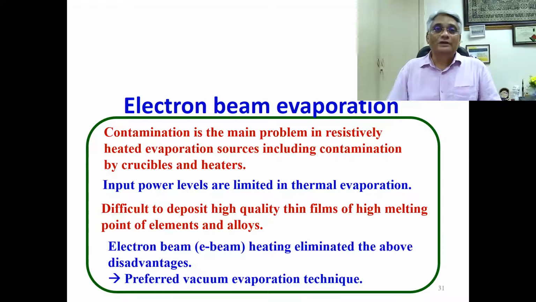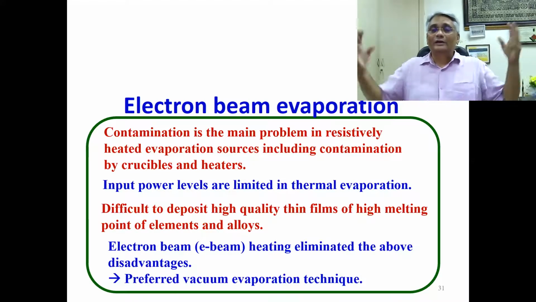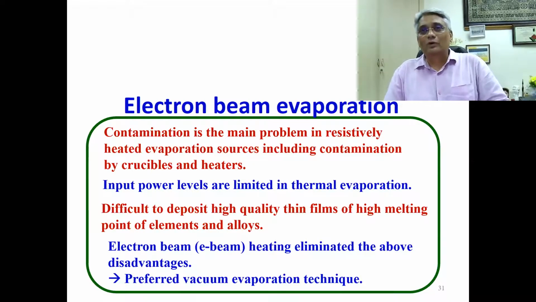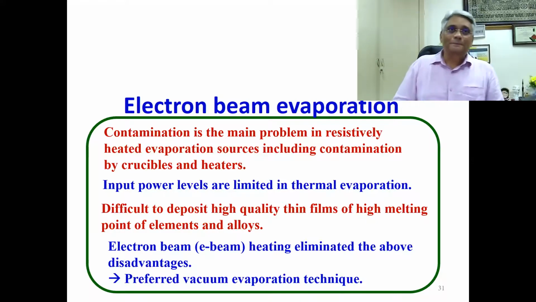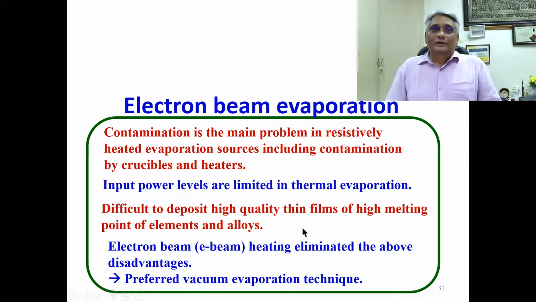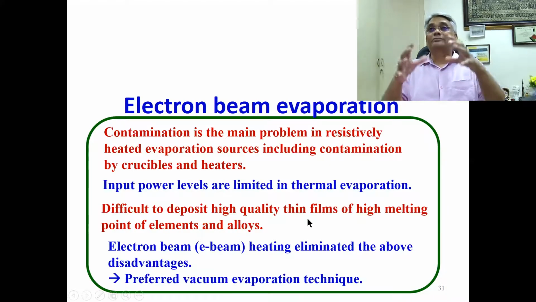So the solution is electron beam evaporation. It's a beautiful way, and the way electron beam evaporation has evolved, it has also brought in many other new techniques. Okay, you'll see some of them. So electron beam heating eliminates the above disadvantages. There is no crucible contamination, and this also gives preferred evaporation.